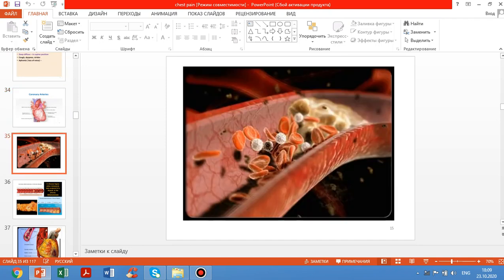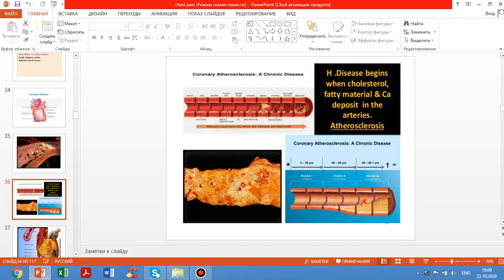In this slide, you can see plaque inside the artery. This is coronary artery atherosclerosis. Heart disease begins when cholesterol, fatty material, and calcium deposit in the arteries. It is called atherosclerosis.